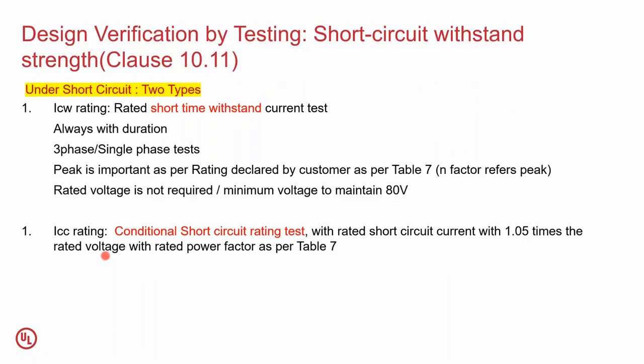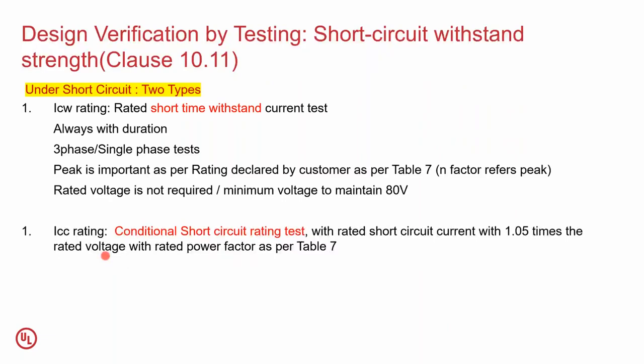Now you understood, in IEC terms we talk about only two types. One is the rated short time withstand current test. Short time withstand current test means there is a duration and there is a peak value. Conditional short circuit test means there is a condition required to meet, that is rated voltage and rated power factor as per Table 7, plus the additional 1.5 times the rated voltage condition given in the standard, during the ICC rating test.